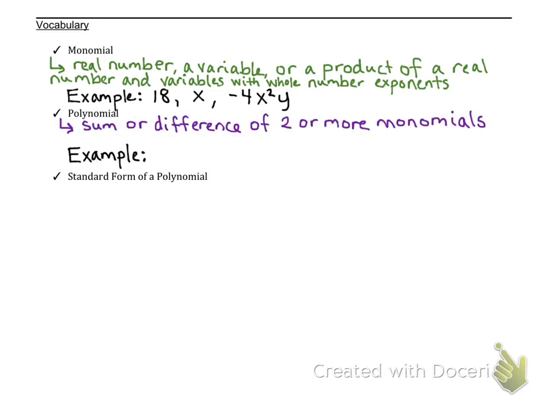Now let's talk about a polynomial. A polynomial is a sum or difference of 2 or more monomials. So an example of this would be 3x to the fourth plus 5x squared minus 7x plus 1. Now each monomial is separated by a plus or minus sign. So we have 1, 2, 3, 4 monomials in a polynomial for this example.